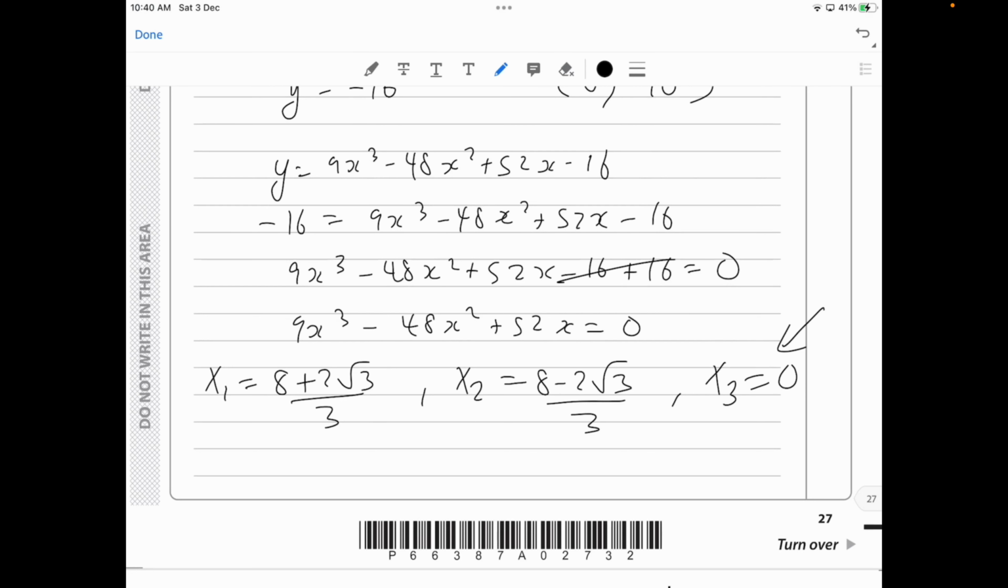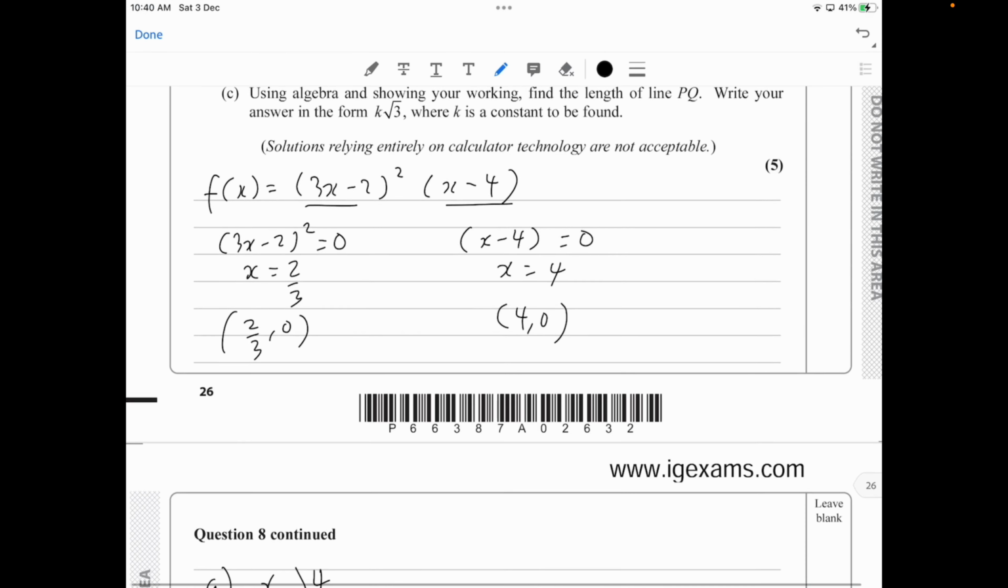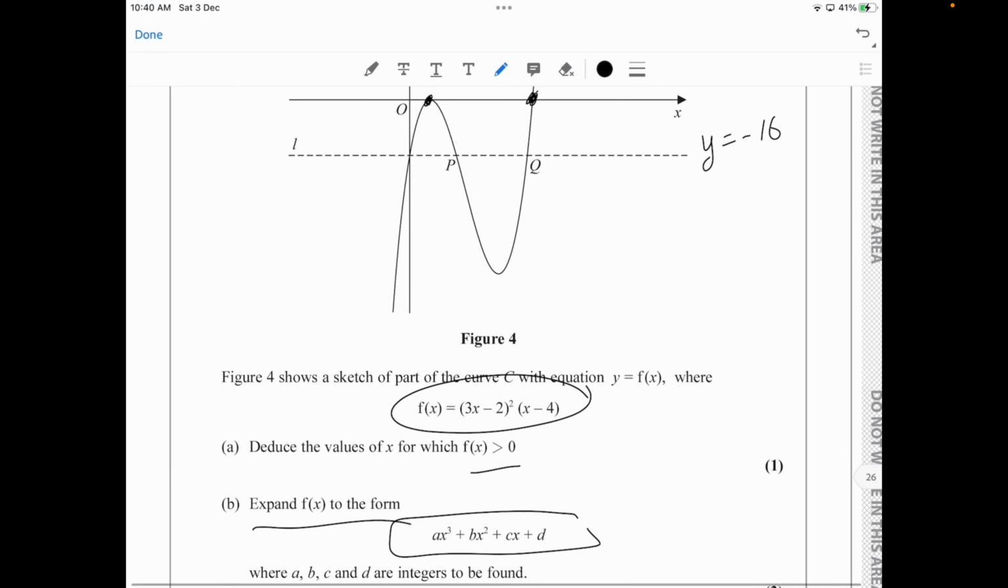Since we have to find the distance, we know P's value of x. P's value is about (8 plus 2√3) divided by 3, I think. Oh, actually, we have to check which one's which. So we have to write this in decimal notation to see which one's where. This is 3.821, and the other one, 8 minus 2√3 divided by 3, is 1.51. So the one with the positive is 8 plus 2√3 divided by 3, and this is 8 minus 2√3 divided by 3.